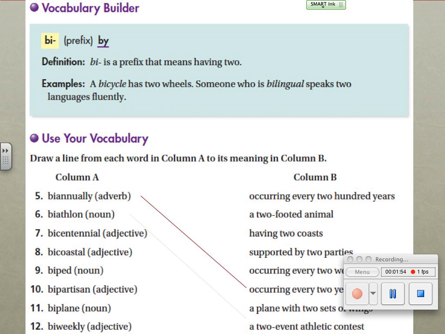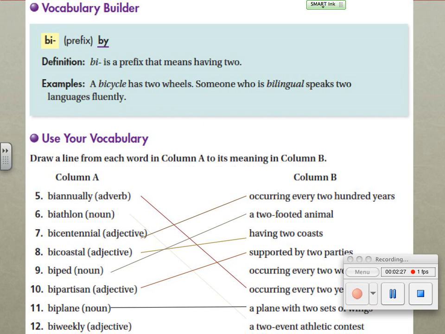So we're going to draw a line from each word in column A to its meaning in column B. Biannually: annually means yearly, so occurring every 2 years. Biathlon: athletics, a two-event athletic competition. Bicentennial: centennial is every 100 years, so bicentennial is every 200 years. Bicoastal, having two coasts. The state of Florida is bicoastal. Biped: ped meaning feet, so a two-footed animal is a biped.